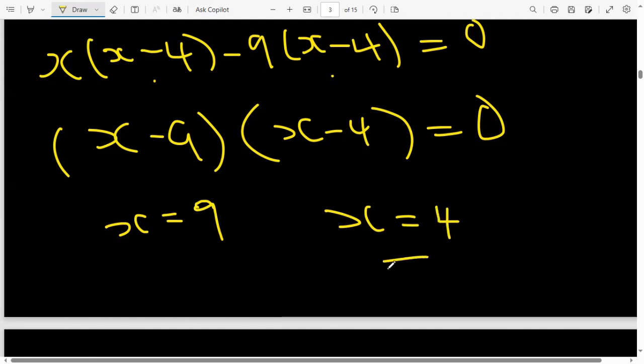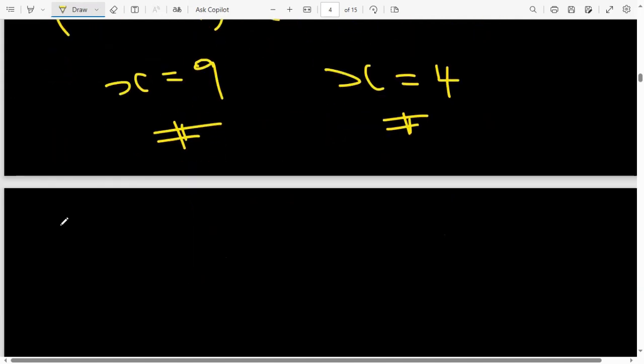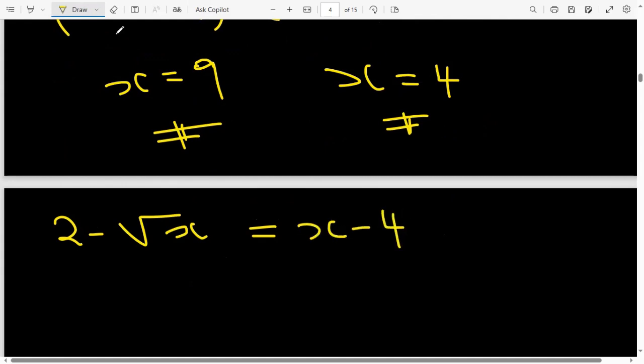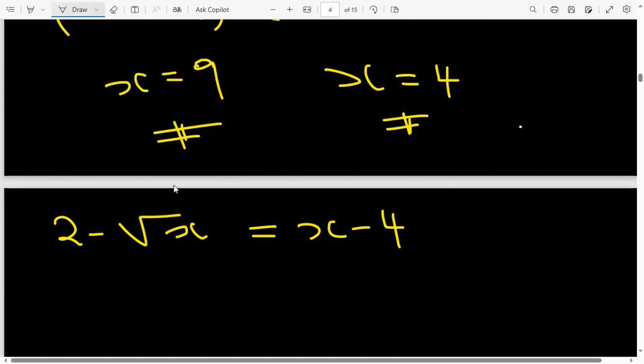So notice that we have found two answers. So it means we have to test these answers in our original equation. Our original equation was 2 minus root of x is equals to x minus 4. So let's test 9 and 4 to see if they both work in this equation. Okay, so let's get 9. So this will be 2 minus the root of 9 is equals to 9 minus 4.